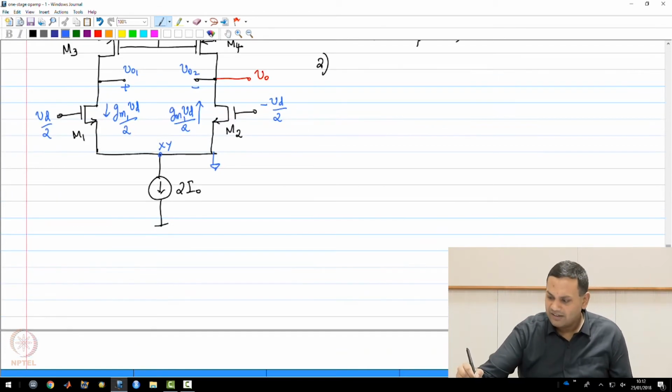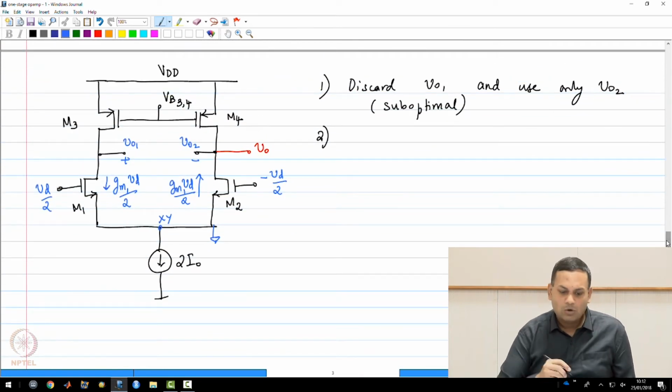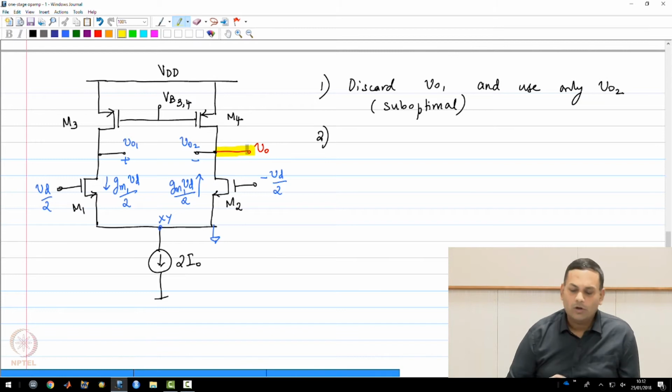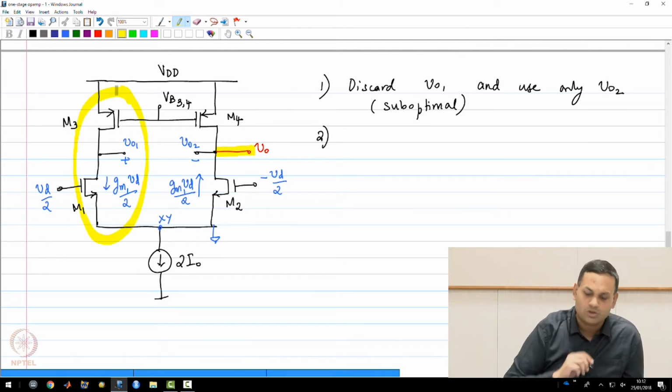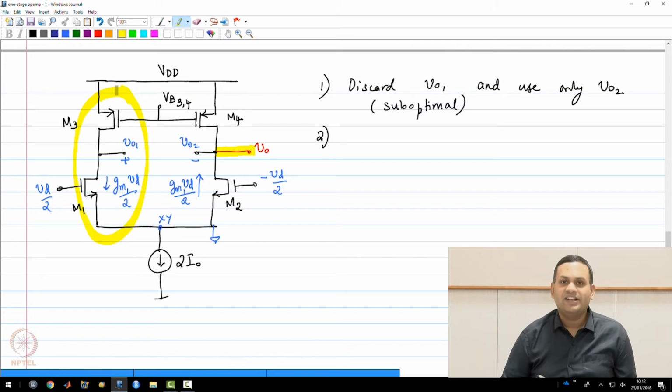Let us go back to the transistor level picture. Now we want to take the output at this node, so we somehow want to take the signal current in the left half portion and push it into the VO2 node, or now the new VO node.